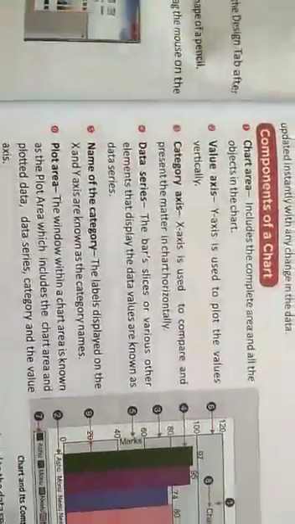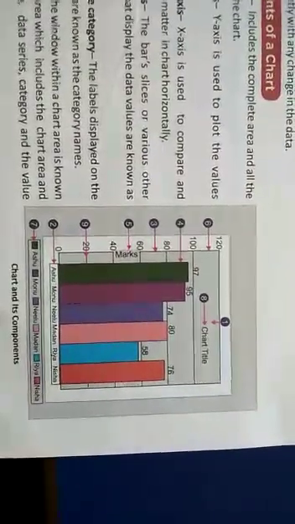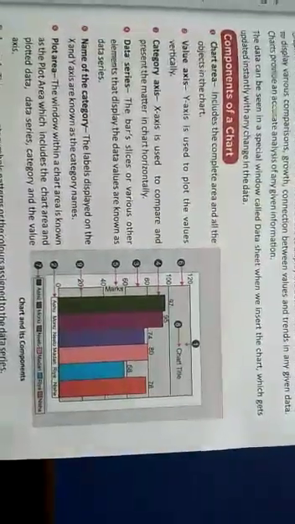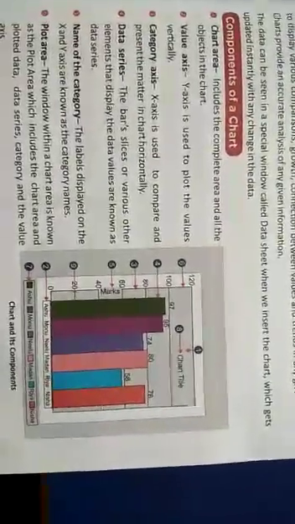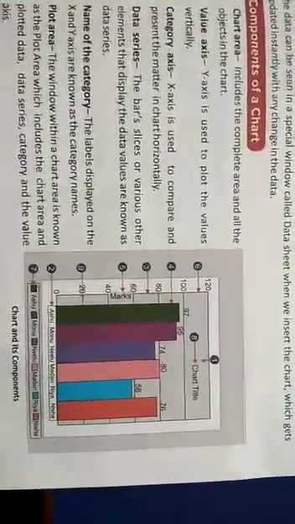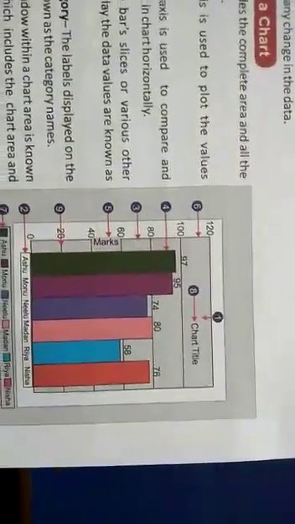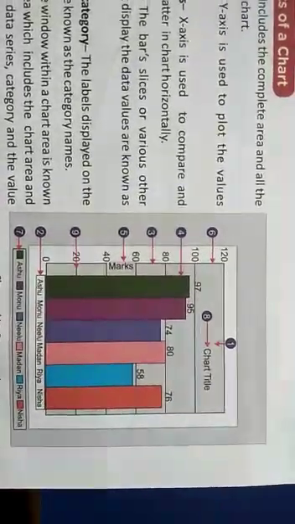See class, see this diagram. First is your chart area. Second is your value axis. Third is your category axis. Fourth, data series. Fifth, name of the category. Sixth is plot area. Seventh is legend. Then chart title and grid lines. Now let us see one by one.